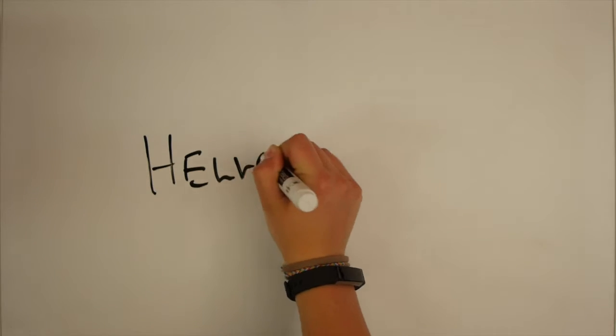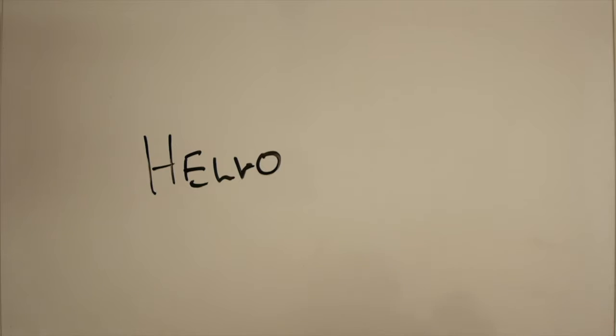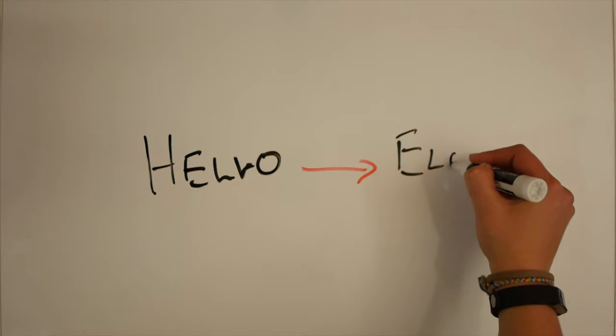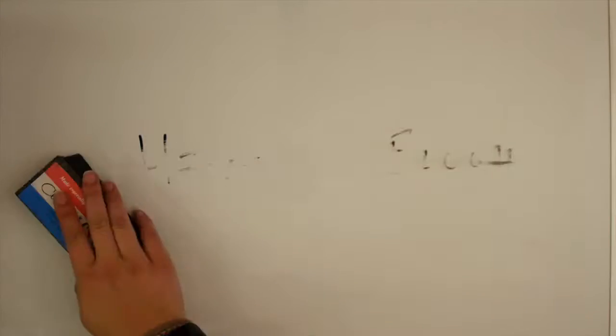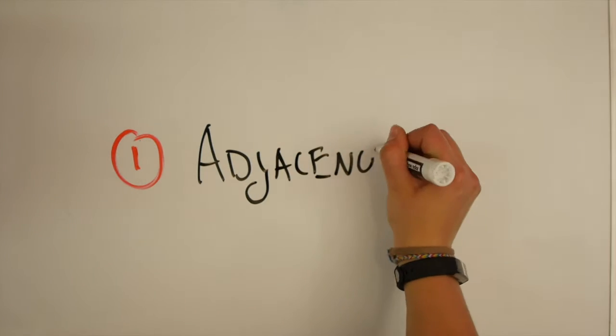Suppose we have an alphabet with only 4 letters, E, H, L, and O. Conveniently, we can use these letters to write the word hello. Let's say that we perform a substitution cipher on hello and it becomes ELO. To find out which letters were swapped, we will use SVD.